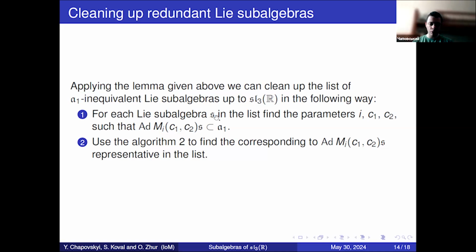For each subalgebra S in the list, we find parameters I, C1, and C2 such that the image of the corresponding action lies in A1. And then, using the previously stated algorithm, we find the corresponding representative in the list.